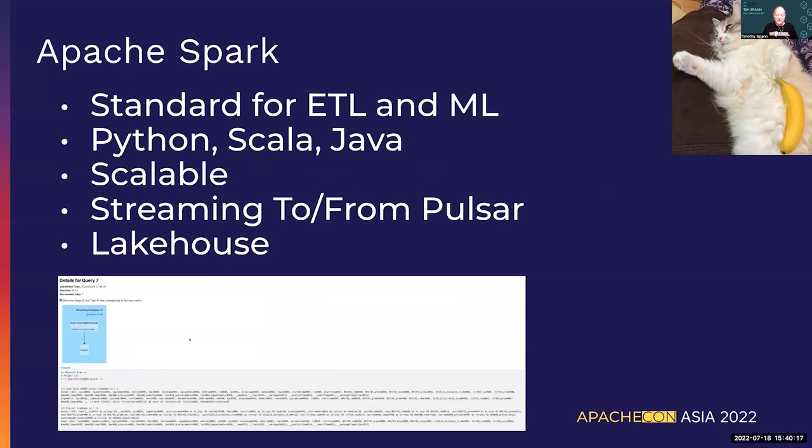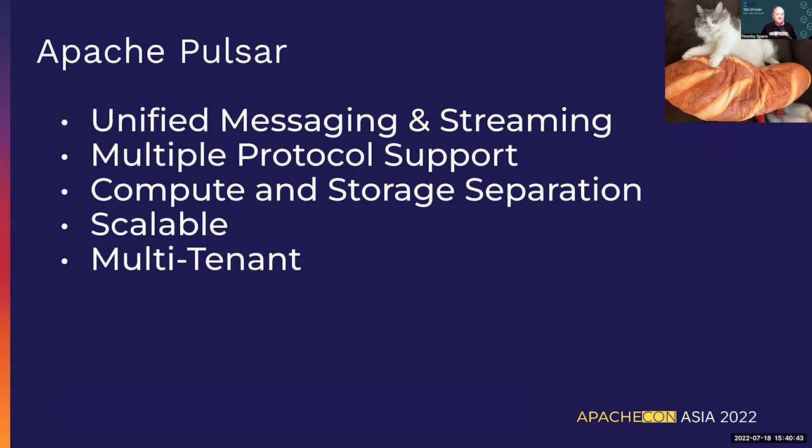Spark, if you haven't heard about Spark and you're at ApacheCon, I'd be surprised. But it's great for ETL, great for machine learning. Support for those big three languages, again, very scalable, very easy to stream data to and from Pulsar, again, that native connector there. And now with some different lake houses available, this gives you some power to do some pretty cool stuff, regardless of how much data that is.